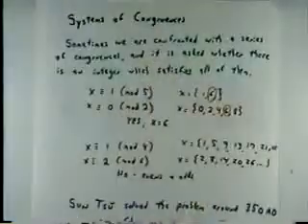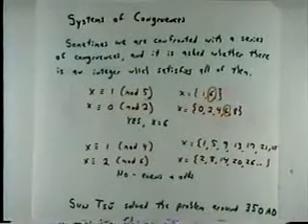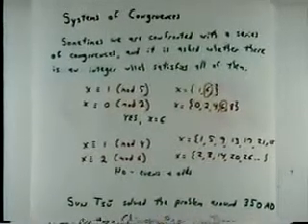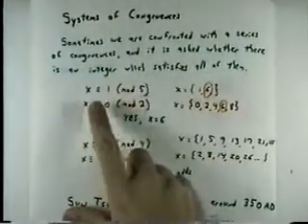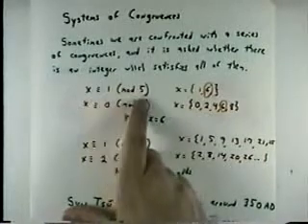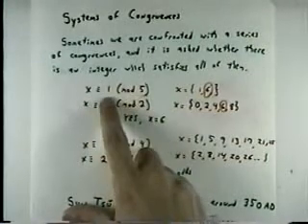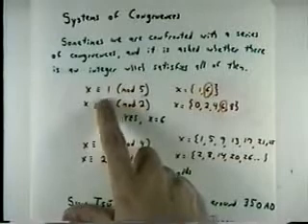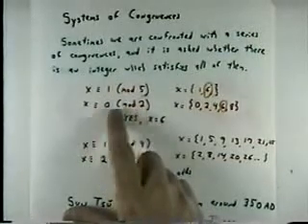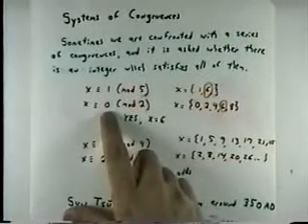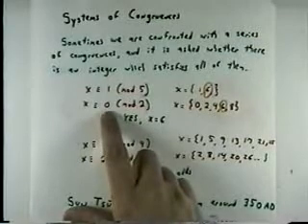Now, sometimes we're confronted with solving not one congruence, but many congruences, and in fact many congruences simultaneously. Suppose I tell you that my lucky number has the property that when you divide it by 5, you get a remainder of 1, and when you divide it by 2, you get a remainder of 0. What is my lucky number?